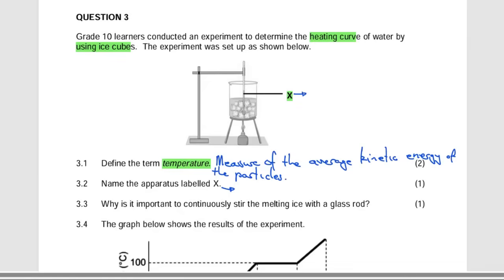Then you are asked to name the apparatus X. Our X there is going to be our thermometer, which is an instrument that is used to measure temperature.